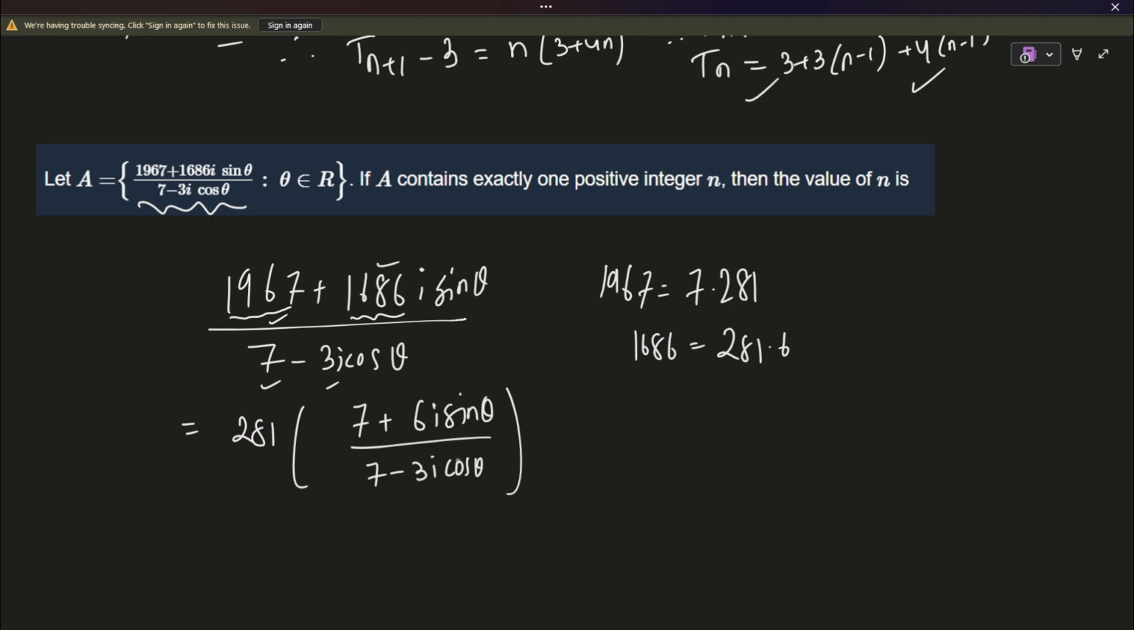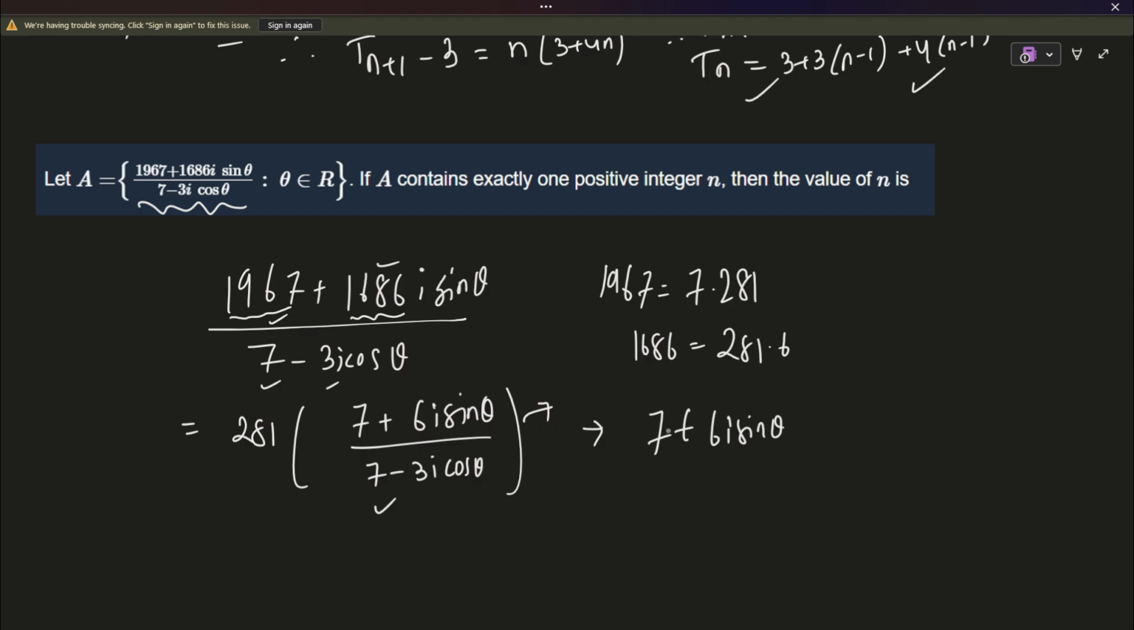So how can I find this? The simpler way is to multiply the numerator and denominator by the conjugate of 7 minus 3i cos theta, and then set the imaginary part equal to 0, because you know this is going to be a real number. Well, that is the naive way. Why would I do that? Because I need these two terms to vanish. So what I can do is I can write 7 plus 6i sin theta.